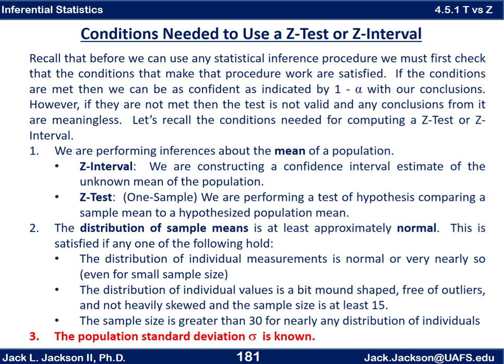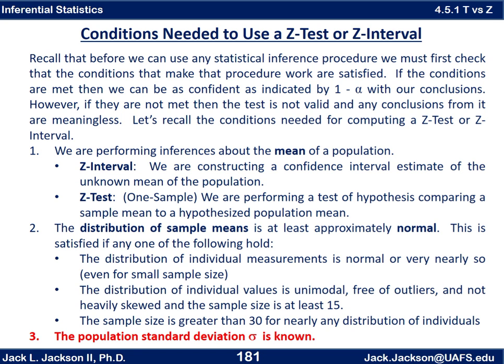The distribution of sample means has to be at least approximately normal. This is going to be satisfied if any one of the following holds. The distribution of individual measurements is normal or very nearly so, even for a small sample size. If the distribution of individuals is unimodal, free of outliers, and not heavily skewed, and I'm just going to throw an arbitrary number out there, a sample size around 15 or bigger, then that's going to be good enough to be approximately normal for the distribution of sample means.